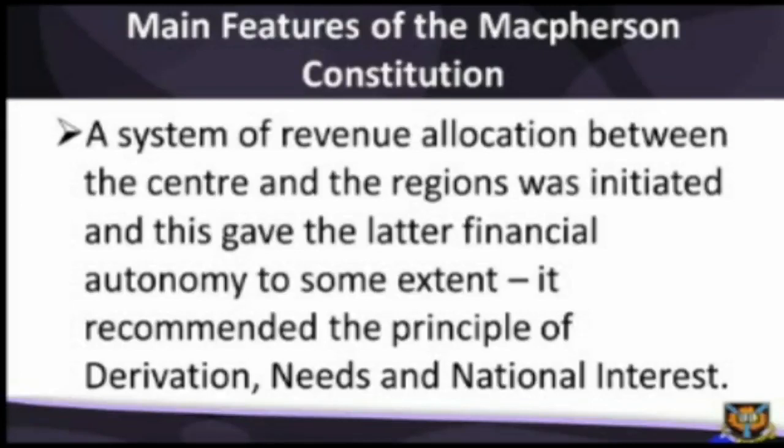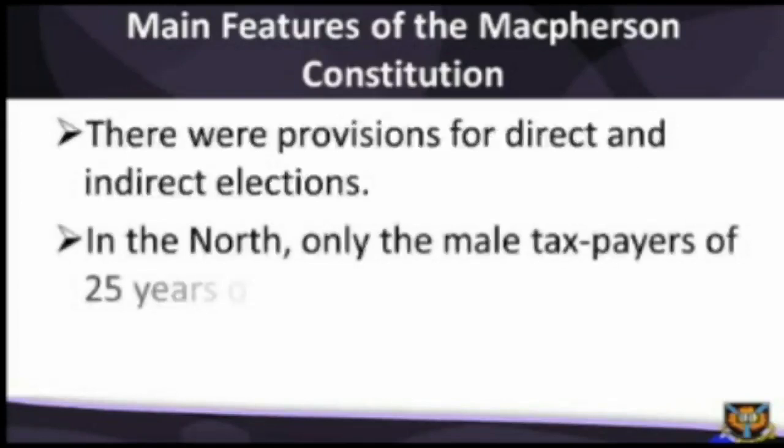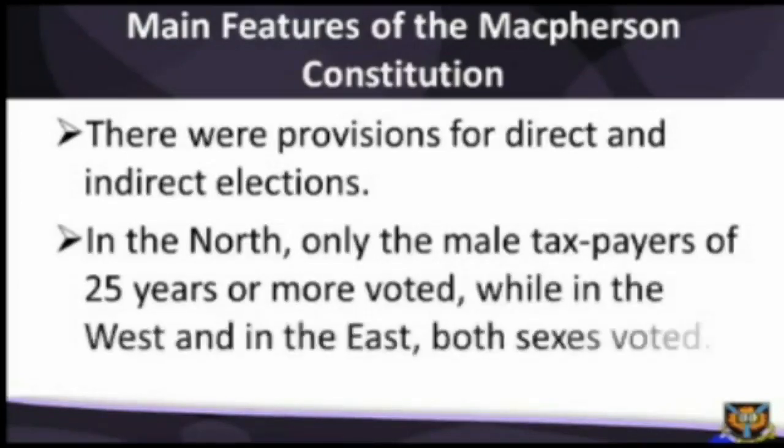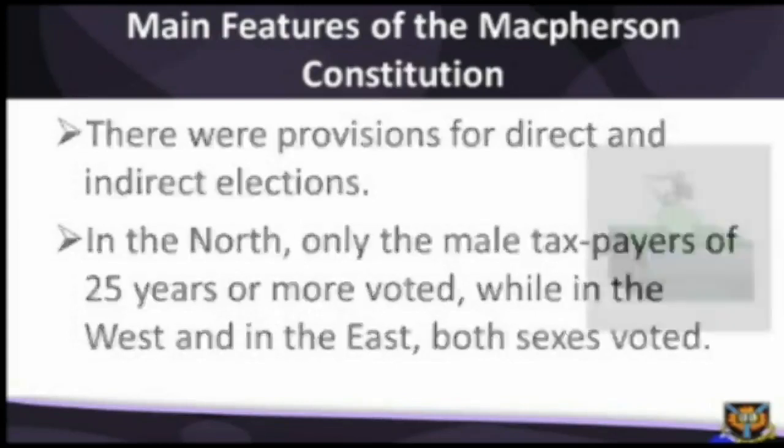needs, and national interest. In terms of policy formulation at the center and the regions, both the Council of Ministers and the regional executive councils played important role, and the doctrine of collective responsibility was put in place. There were provisions for direct and indirect elections. However, in the North, only the male taxpayers of 25 years or more voted, while in the West and in the East, both sexes voted.